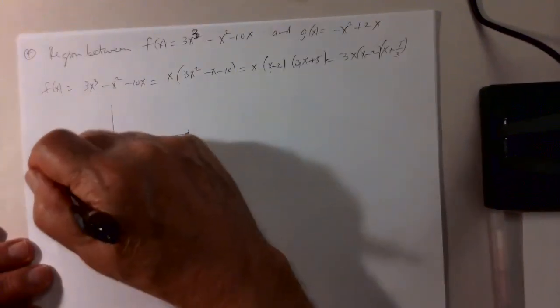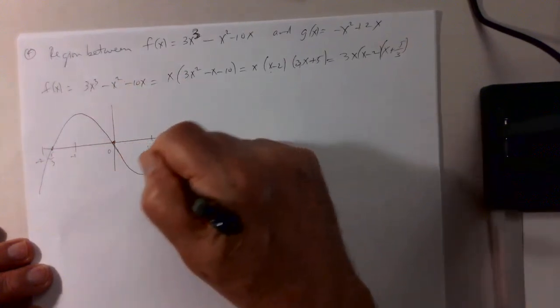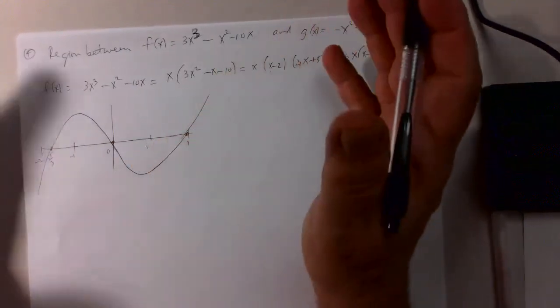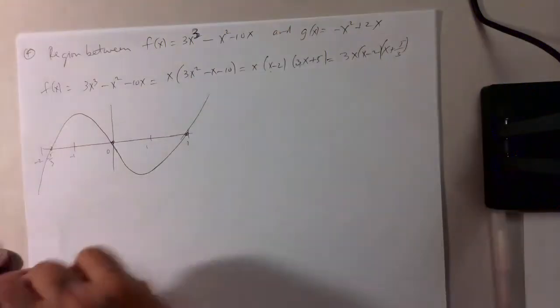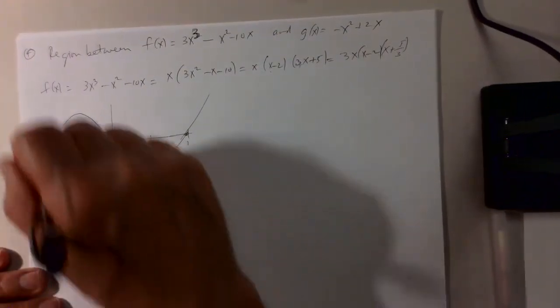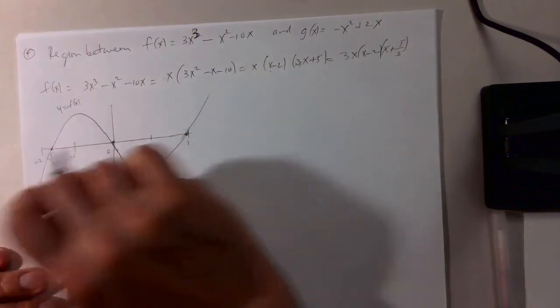So this cubic goes up, comes down, goes up again. How do I know that? Because a cubic always has that same up, down, up behavior. So that's the curve y equals f of x.